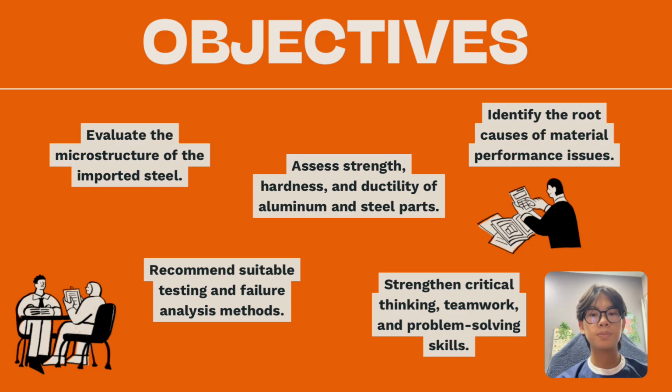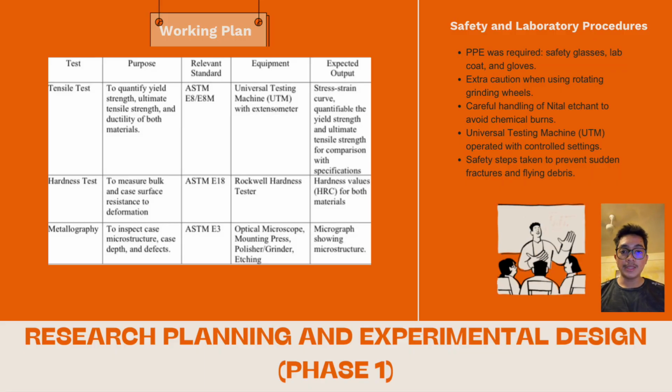So we will continue with the research planning and experimental design. Our working plan is we use several tests, which are the tensile test, hardness test and the metallography test. For the tensile test, the purpose is to quantify yield strength, ultimate tensile strength and ductility of both materials. We use the Universal Testing Machine, UTM, with the extensometer. The expected output is the stress strain curve, quantifiable yield strength and ultimate tensile strength for comparison with specification.